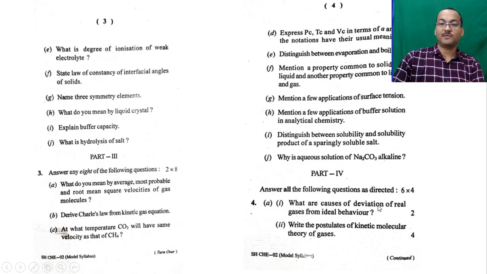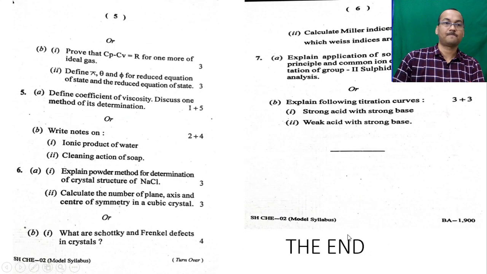What are the causes of deviation of real gases from ideal behavior? Write the postulates of kinetic molecular theory of gases. Next question, prove that Cp minus Cv equals R for 1 mole of ideal gas. Define pi, theta and phi for reduced equation of state and derive the reduced equation of state.